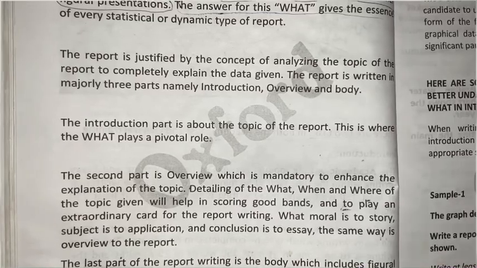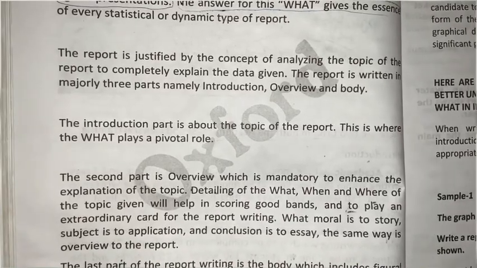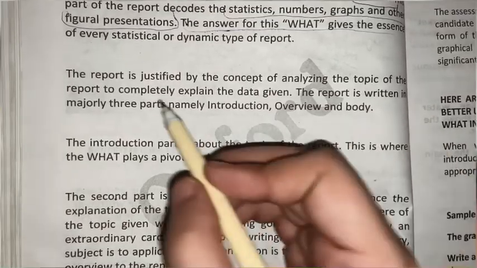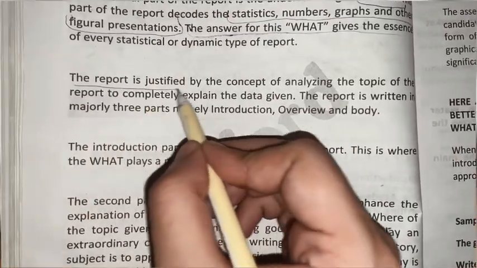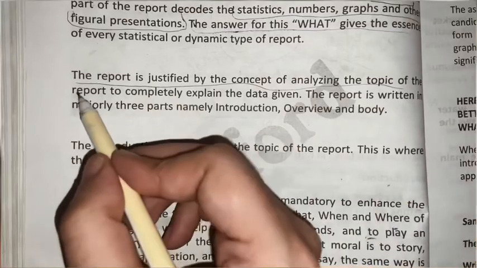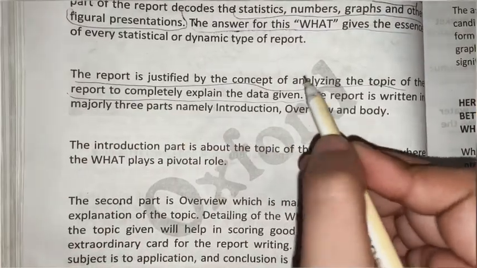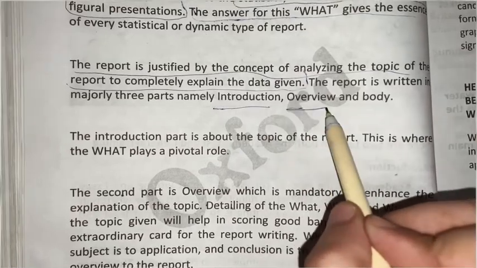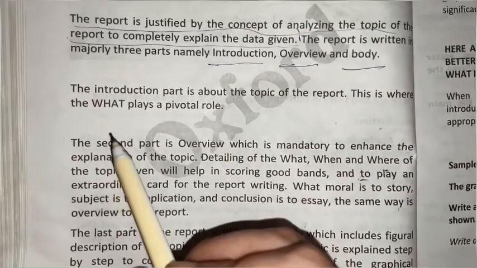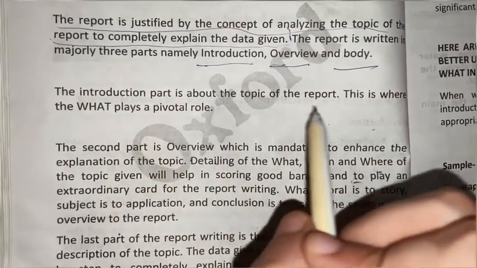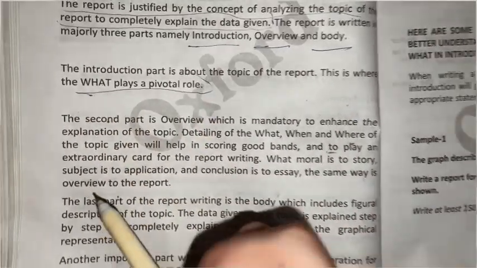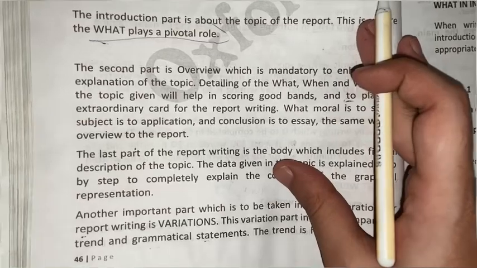The report is written in majorly three parts, namely introduction, overview and body. The introduction part is about the topic of the report. This is where the what plays an important and pivotal role. So the introduction, the overview and the body are what you will need to write in the passage. So this is the format of the writing module of the IELTS exam.